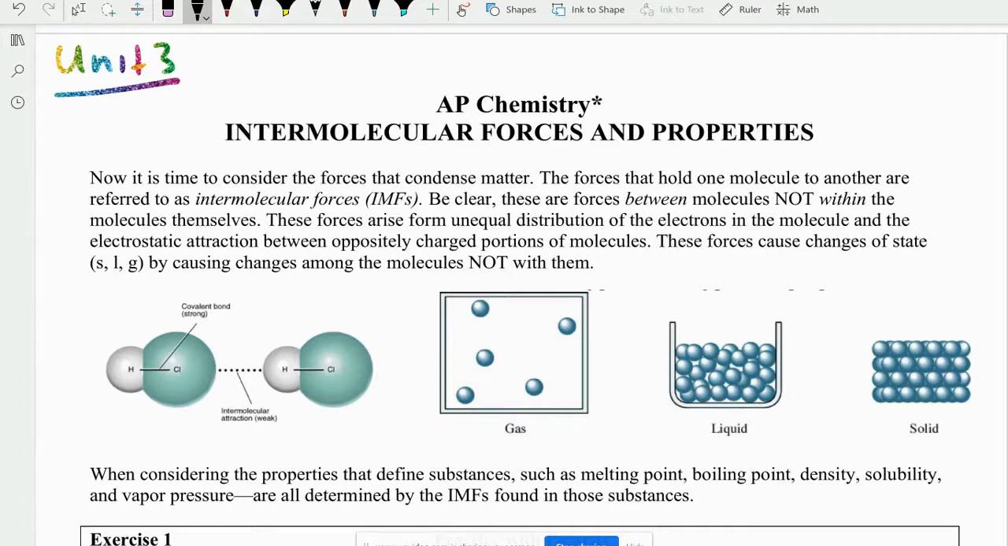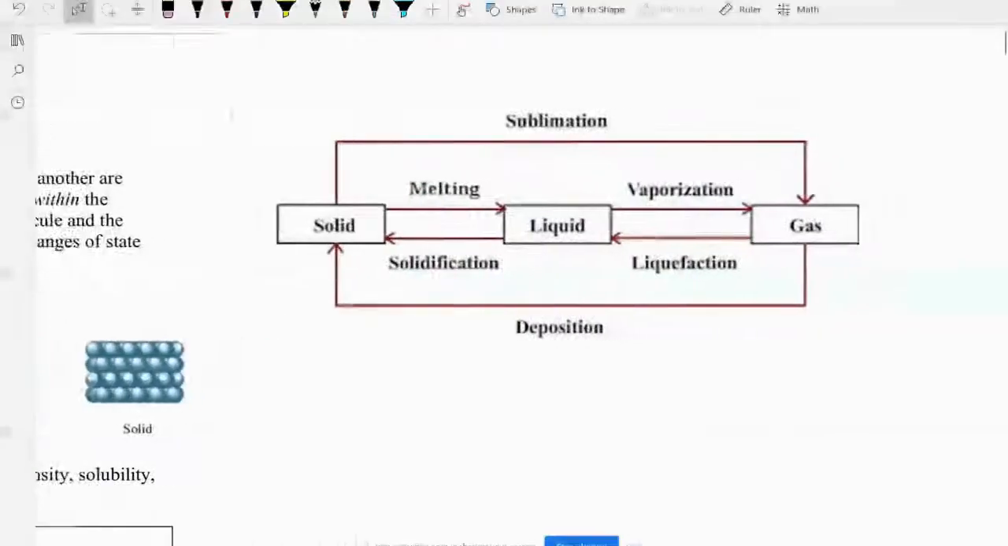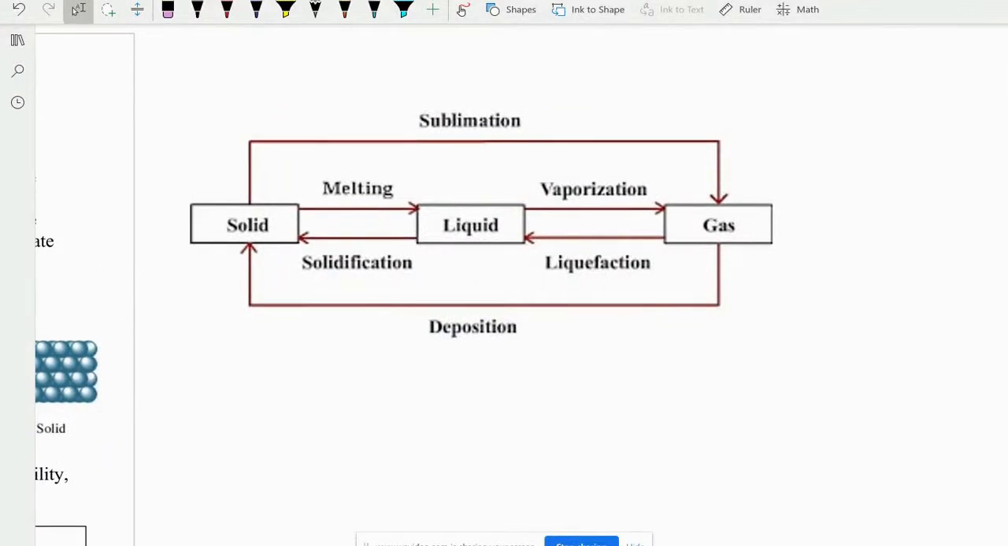Now, it is time for us to consider the forces that are responsible for condensing matter. Before we start, let's take a look at a basic phase change diagram. A lot of the language here you should be familiar with. For example, if we're going from a solid to a liquid, we refer to that as melting. I'm not going to read this for you, but the two that are a little bit more obscure that you may not remember are sublimation, where a solid will bypass the liquid stage and go straight to a gas, and consequently, a gas going back to a solid, which is called deposition. In my experience, those are the more obscure ones that you may just need to re-familiarize yourself with.